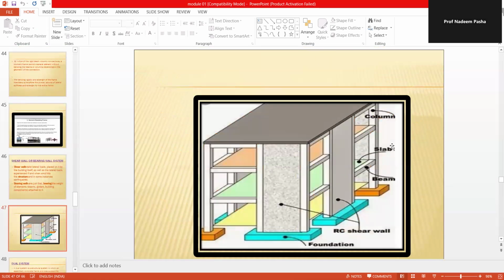If you can see here, this is your column, this is your slab, this is your beam, and this is your RC shear wall.